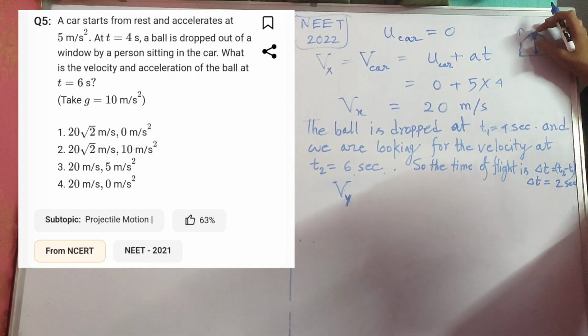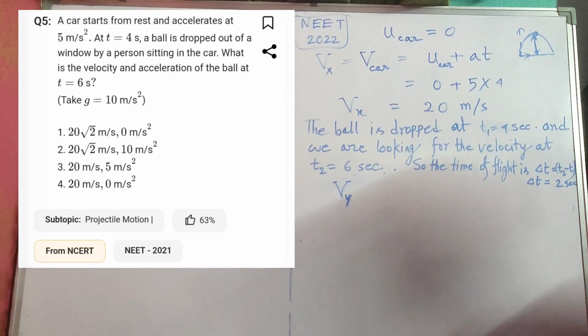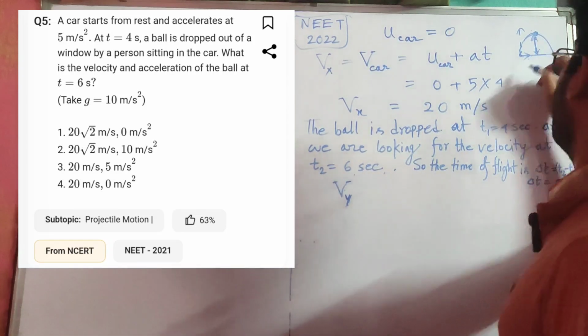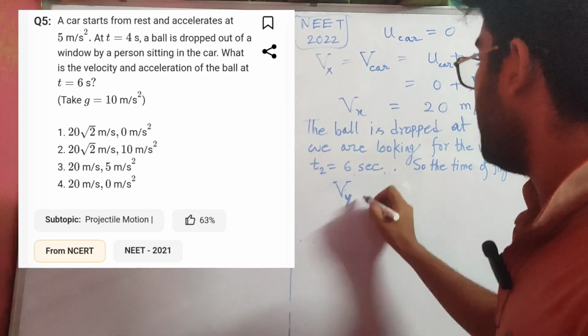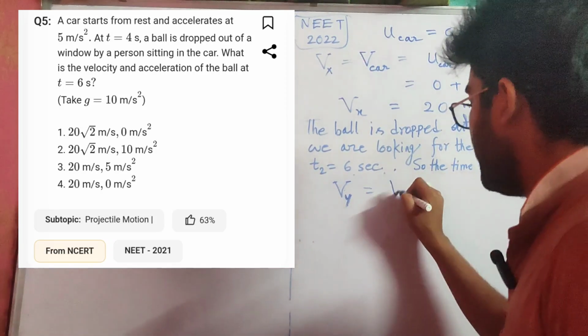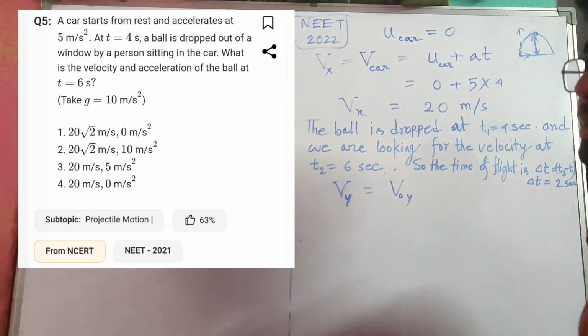That means along the x-axis the velocity is 20 meters per second, and when the ball is flying up, along the y-axis the initial velocity is v0y.